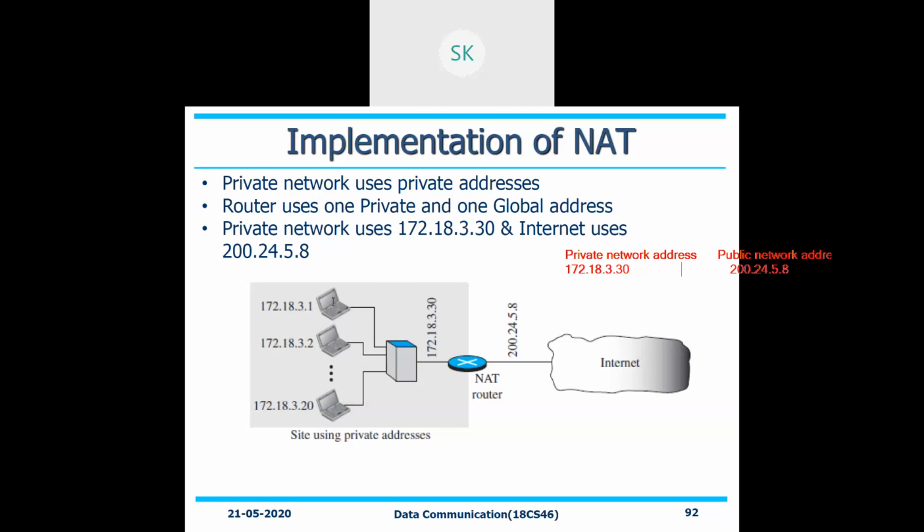So any request from 172.18.3.1 should pass through this server. This server will have the IP address 172.18.3.30. From this, it needs to translate with respect to the outside network, which is a public network. It is nothing but your 200.24.5.8. So I'll give you a simple example just to understand this.